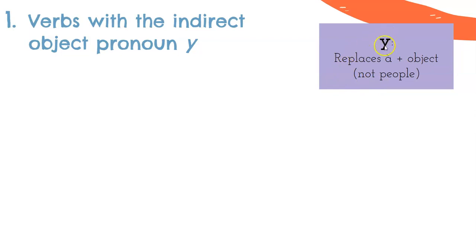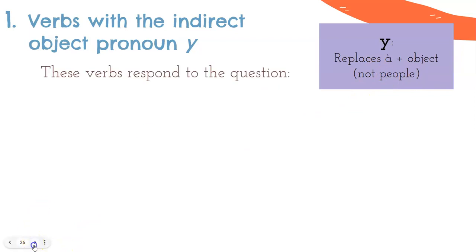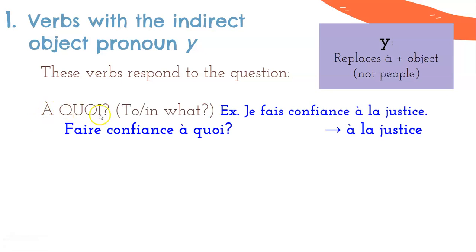Y is great, it's very elegant, it's a fun trick to use because it replaces not only the object that an object pronoun would replace, but also the preposition à, except for when we're talking about people. I'll explain what I mean. So verbs that take y refer to the question à quoi? So to what or in what.